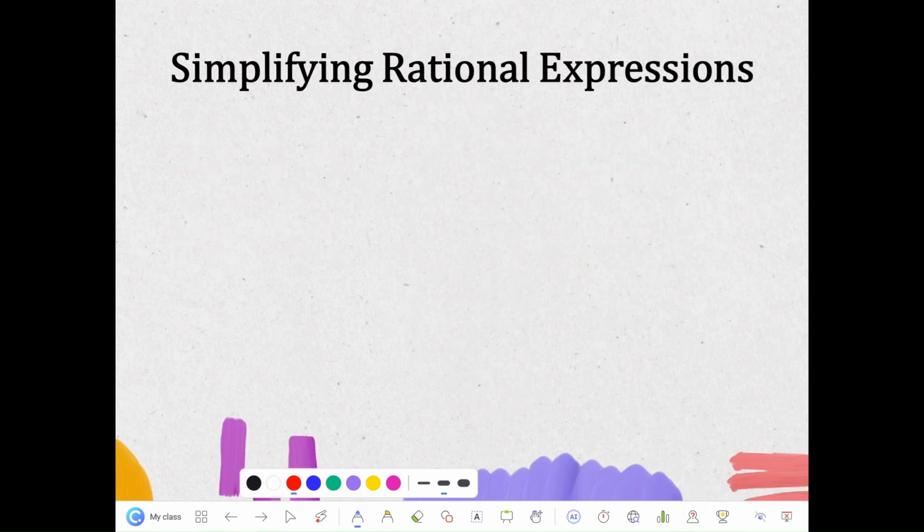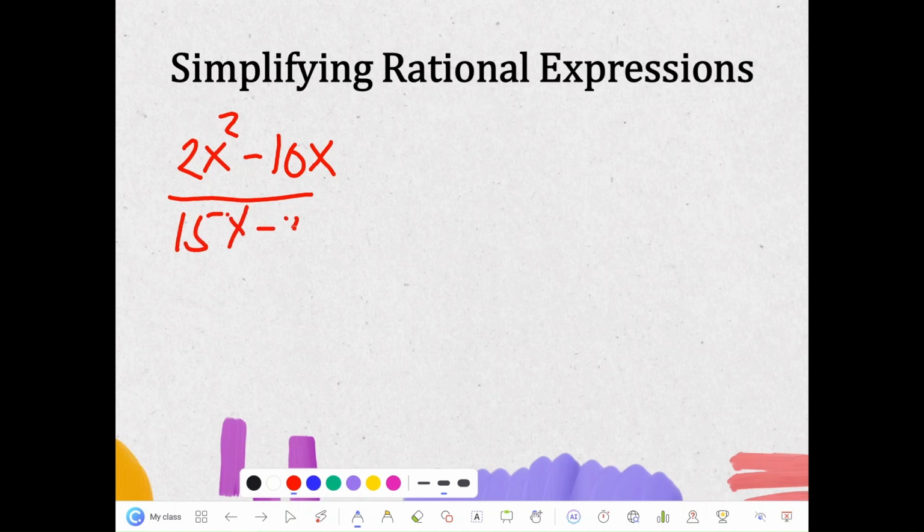Next, we have here another one. This is our last example. 2x squared minus 10x all over 15x minus 3x squared. So dito, i-factor mo out muna ang GCF. 2x squared tsaka 10x, you will have 2x here. And then, 2x squared divided by 2x is simply x. And then, negative 10x divided by 2x is negative 5.